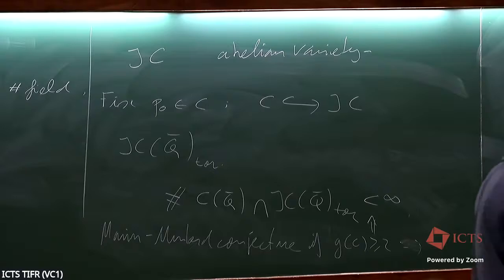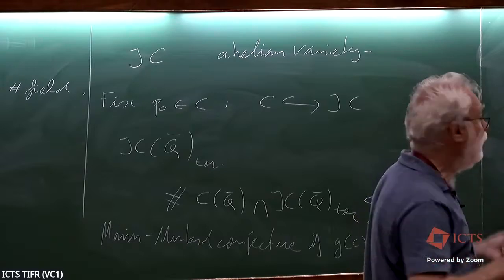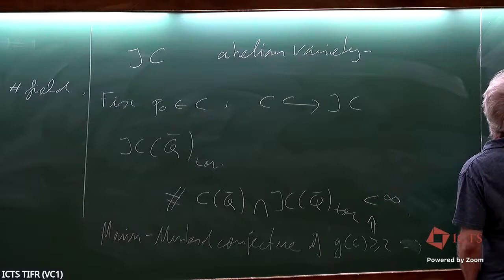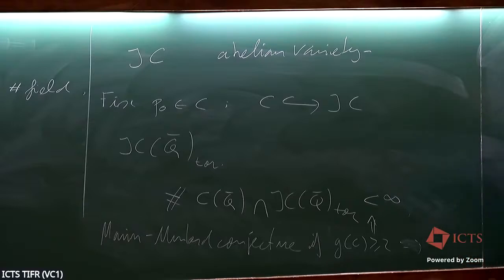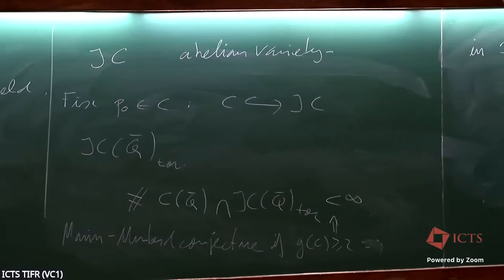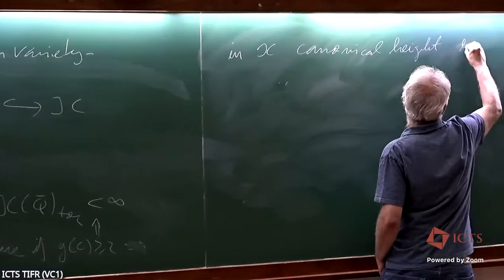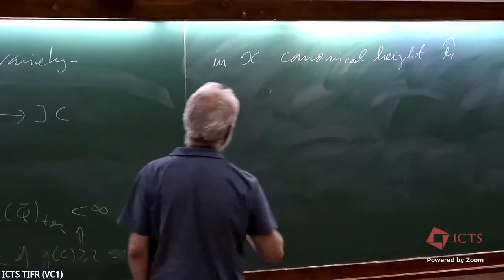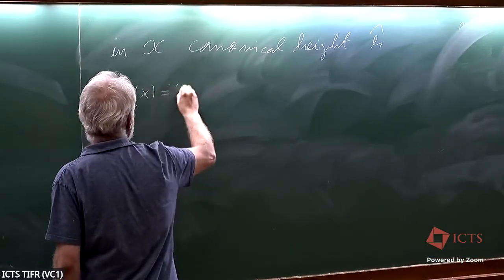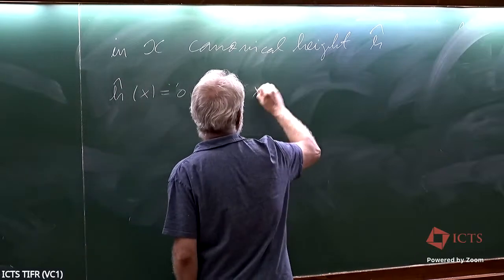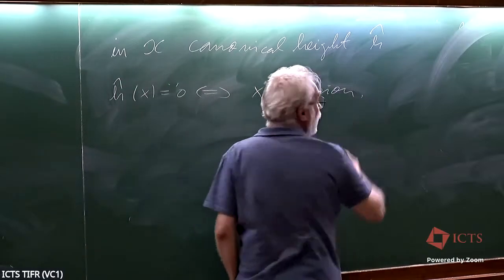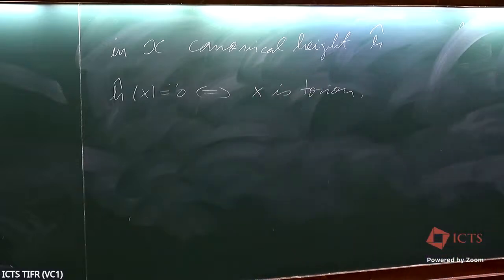Now, if I am in an abelian variety, there is also a canonical height, the Néron-Tate height. So in J of C, there is a canonical height, H hat. And this canonical height satisfies the property that H hat of a point X is equal to 0 if and only if X is torsion. So I can detect if a point is a torsion point just by computing the height function, a very nice property. And then Bogomolov, so this theorem is telling me, okay, the set of points in the curve of height 0 is finite.